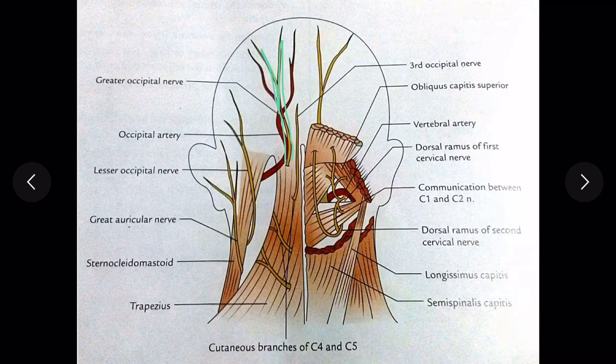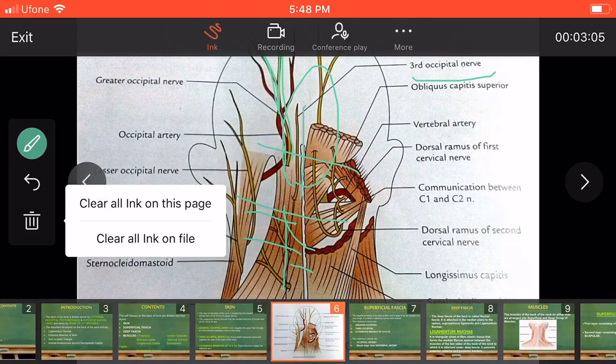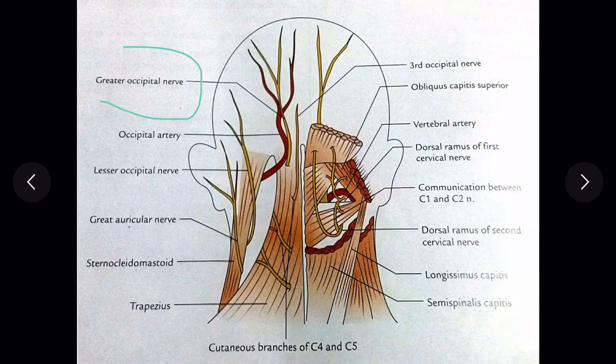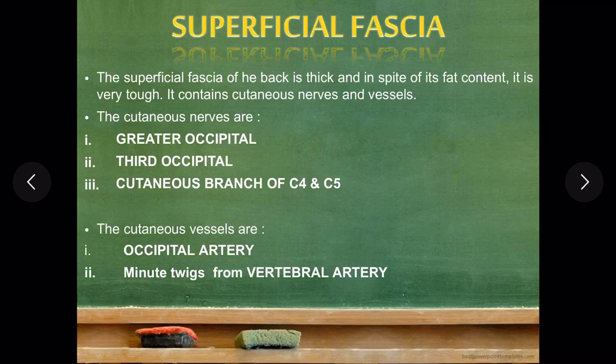Then you can see the cutaneous branches of C3. These are the cutaneous branches of the third cervical nerve, which provide the cutaneous innervation on the back of the neck, or the nape of the neck, and the cutaneous branches of C3, C4, and C5 provide the rest of the back of the neck. So the cutaneous innervation on the back of the neck is by the greater occipital nerve, the third occipital nerve, and the cutaneous branches of C4 and C5.